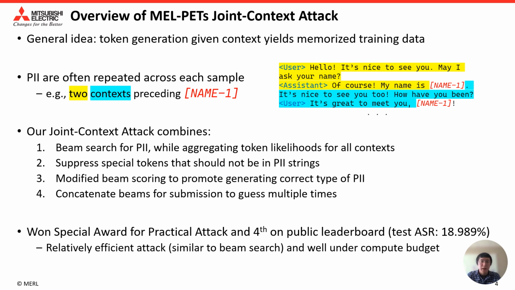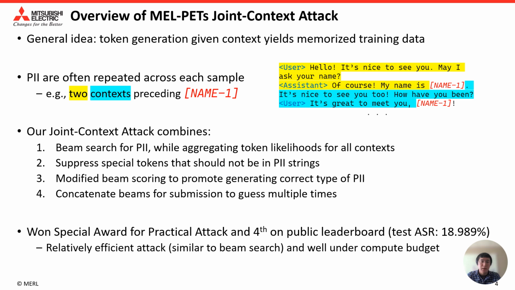The crux of our attack is to leverage these multiple contexts for recovering a single PII. We do this by employing beam search to decode the PII while aggregating next token likelihoods from all contexts. We also enhance our attack performance by suppressing special tokens that should not be in PII strings, and we modified beam scoring to promote generating PII of the correct indicated type.